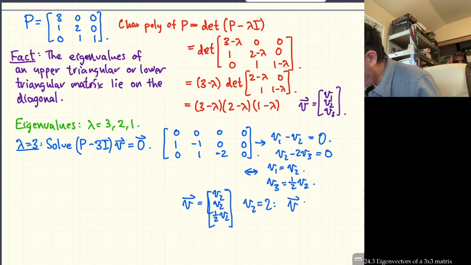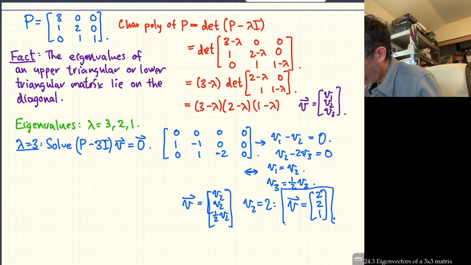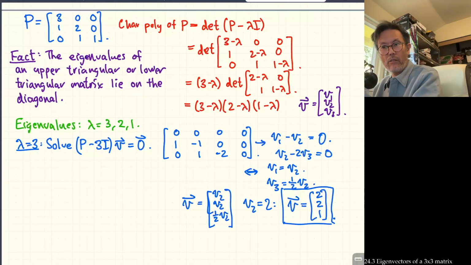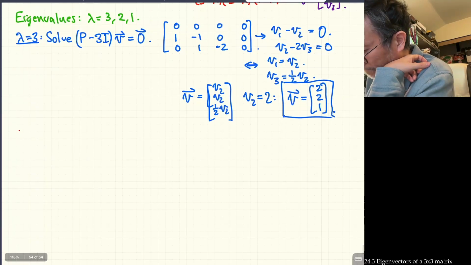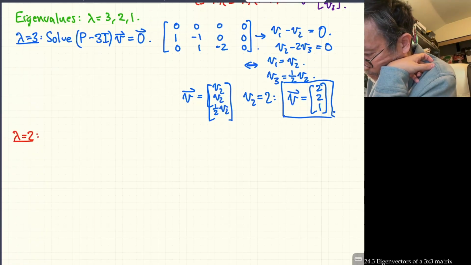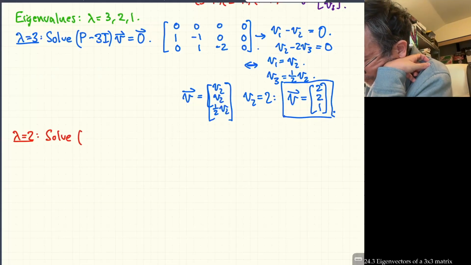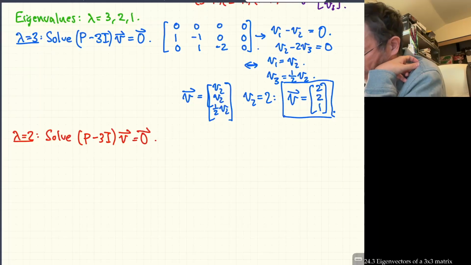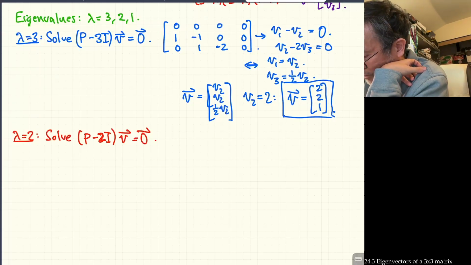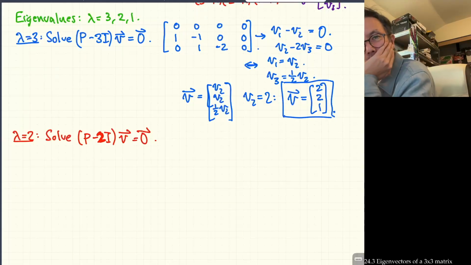Then V, my eigenvector with eigenvalue 3, is 2, 2, 1. And you can check that if you do P times V, you're going to get 3 times V. Okay? Let's do lambda equal to 2 now. Okay? We have to solve P minus 3i times V equals 0. Or sorry, 2i. That's the whole point. The eigenvalue has changed now to 2.